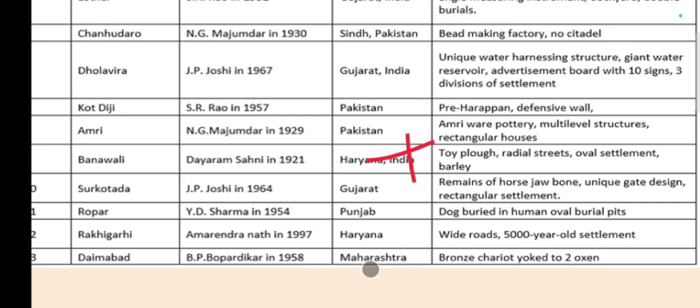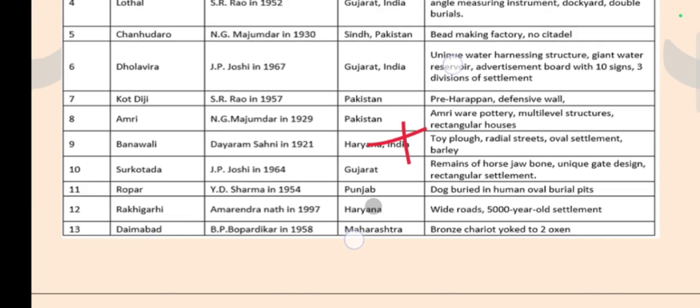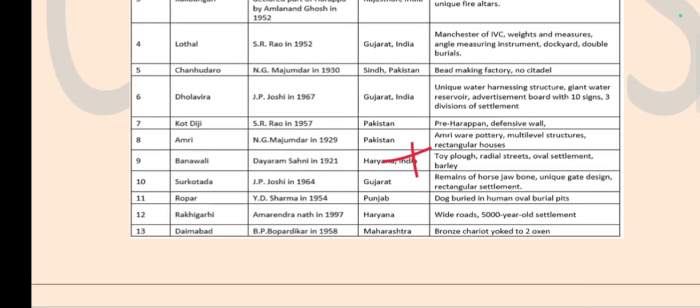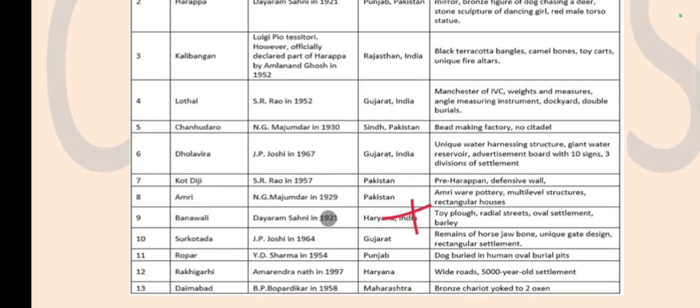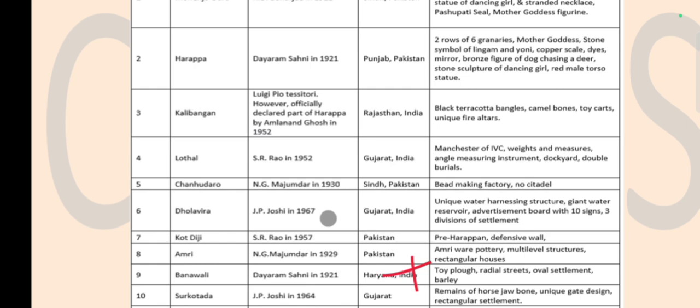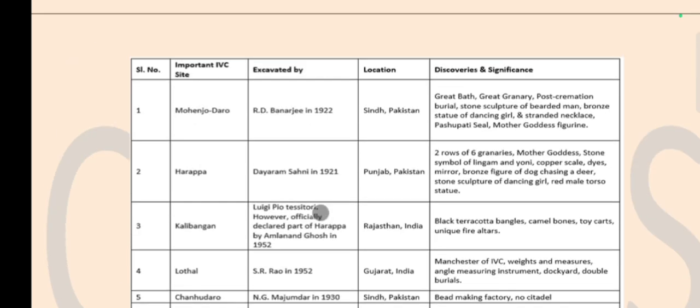Daimabad is in Maharashtra. A bronze chariot with two oxen, so we know about bullock carts, is found here. So this is all about the salient features of the Indus Valley civilization. I request you to go through this video once, because there is a lot of information here which is very important from the exam point of view.